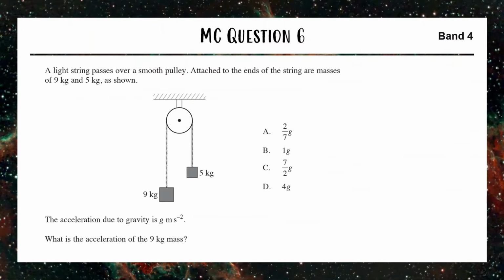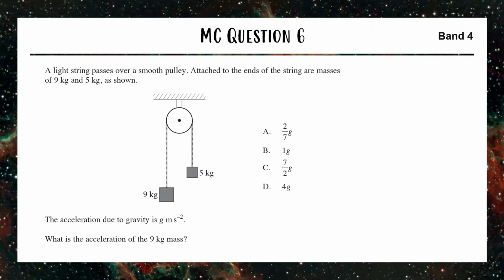Okay, this one is question 6. It's a pulley question and there have been a couple of pulley questions in recent years, so these are definitely fair game in terms of NESA. We have a light string, light means no weight, attached to 2 weights through a pulley. This big one is 9 kilograms and this one is 5 kilograms. Acceleration due to gravity is g, and we're asked to find the acceleration of the 9 kilogram mass.